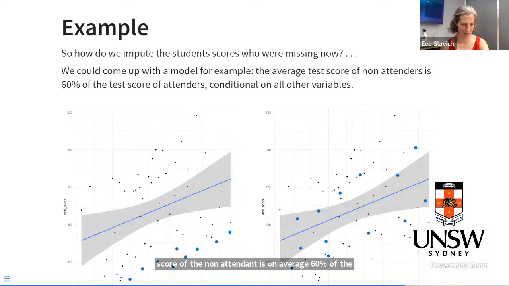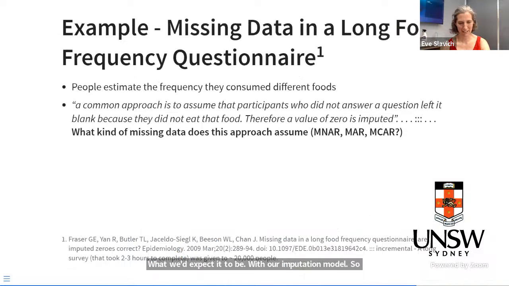And you can see I've put these blue dots in here. So say we knew that their baseline scores were along there, we're kind of imputing what their end score could have been, and it's going to come out a little bit below what we'd expect it to be with our imputation model. So yeah, but how do we know our model is right when we can't check it?